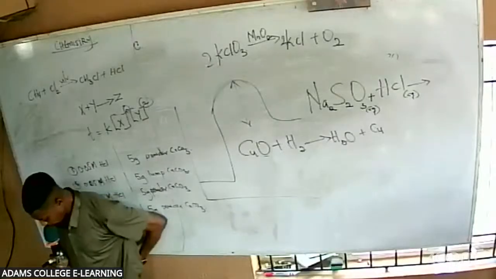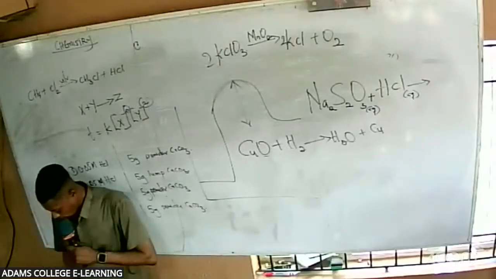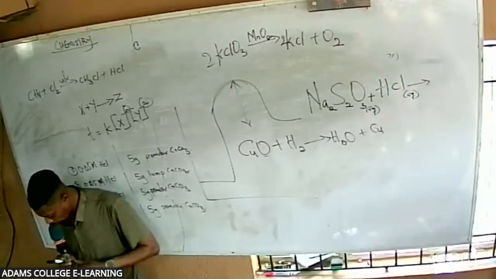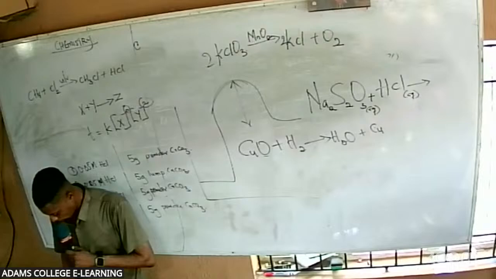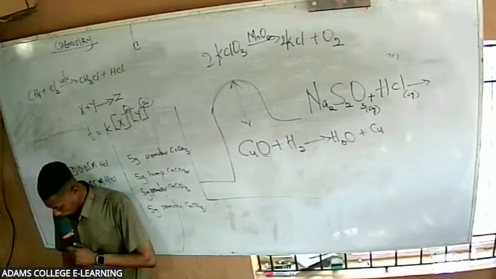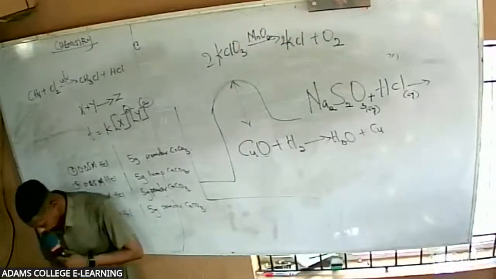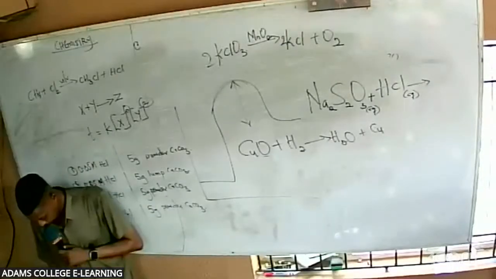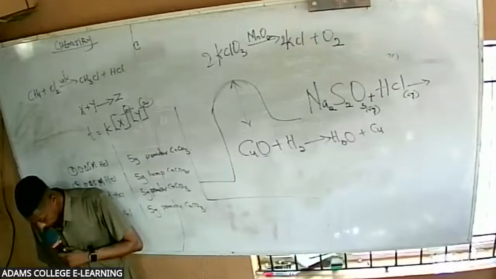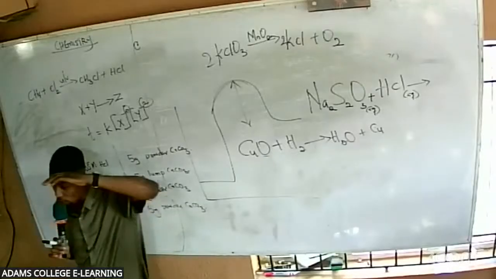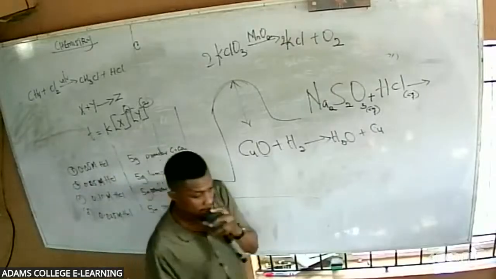Now, option A, we have magnesium, Mg. Option B, we have copper. Option C, we have gold. Then option D, we have lead. So what's going to be the answer there? Magnesium. Why? Because it is higher than hydrogen in the electrochemical series.